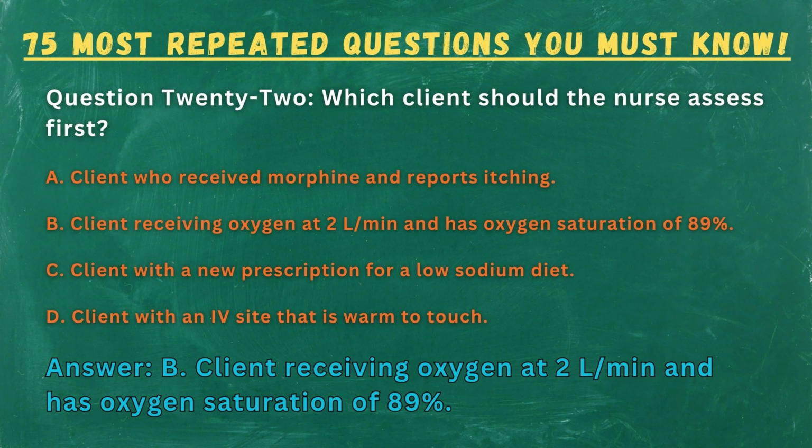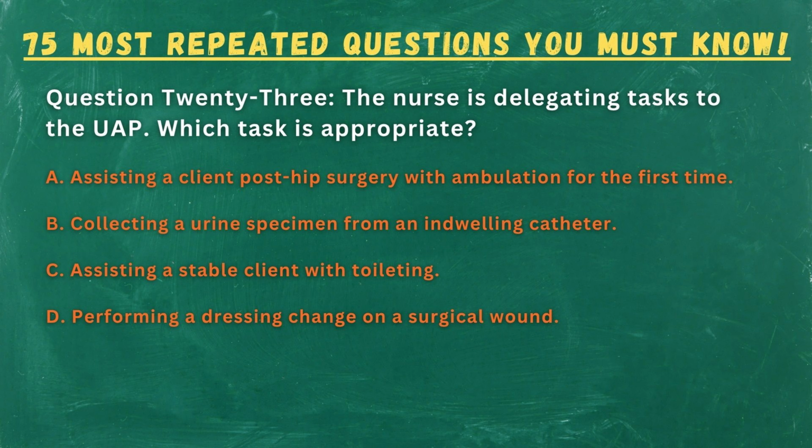Answer: B. Client receiving oxygen at 2 liters per minute and has oxygen saturation of 89%. Question 23. The nurse is delegating tasks to the UAP. Which task is appropriate? A. Assisting a client post-hip surgery with ambulation for the first time. B. Collecting a urine specimen from an indwelling catheter. C. Assisting a stable client with toileting. D. Performing a dressing change on a surgical wound.